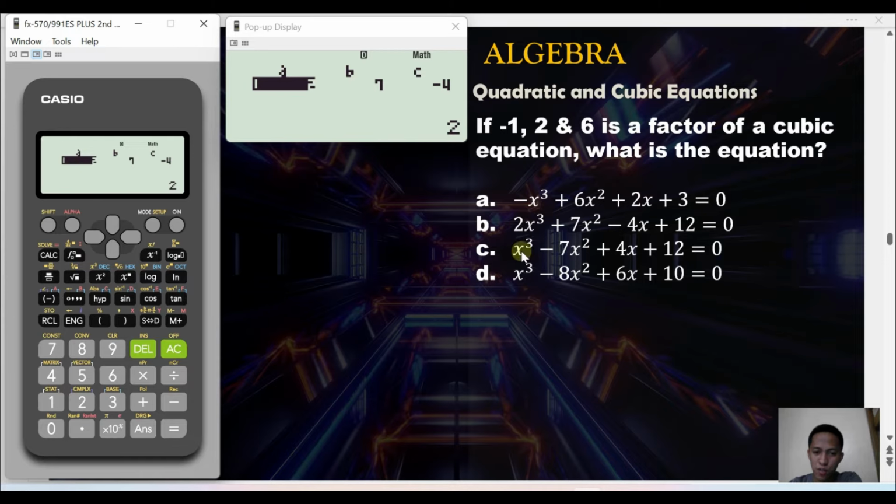So, for C, yung coefficient ng x cubed, that is 1. Yung coefficient ng negative 7x squared, that is negative 7. For x, that is 4, so equals. And for d, which is the constant, that is 12, equals lang. So negative 1, 2, and 6. So those are the values of our x. So nagsatisfy yung letter C. So letter C is the answer for this problem.